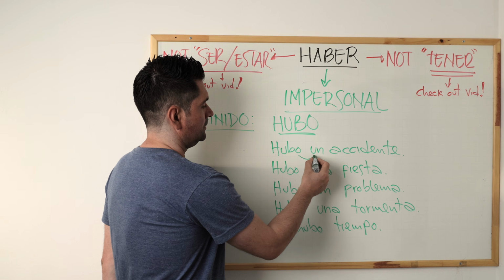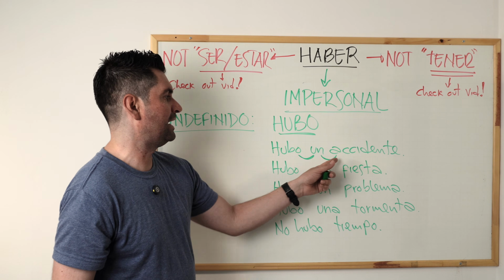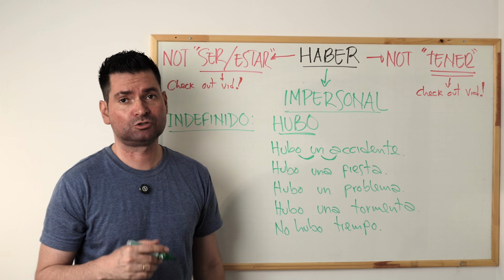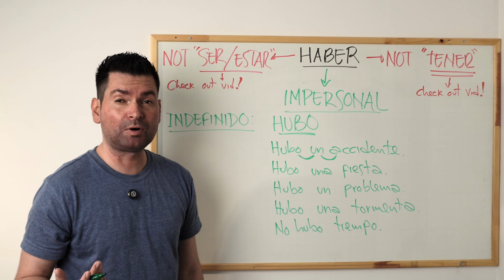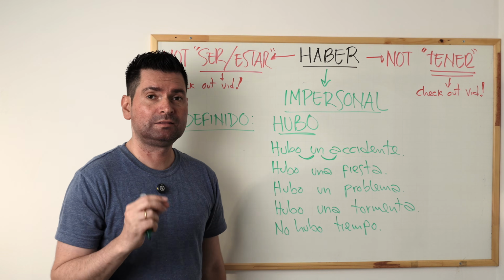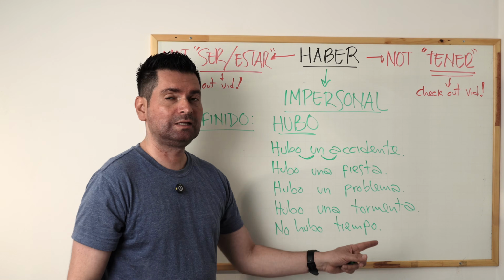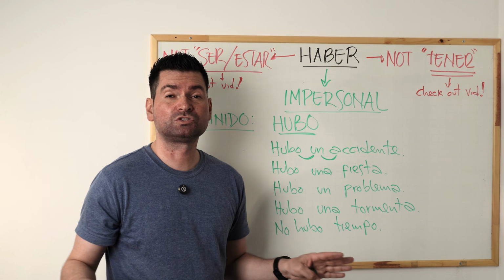Here, it's very important to practice connected speech. Hubo un accidente. It's not hubo un accidente, it's hubo-un-accidente, linked together. The next one. Hubo una fiesta. There was a party. Specific moment. Hubo un problema. There was a problem. Specific moment. Hubo una tormenta. There was a storm. No hubo tiempo. There was no time.